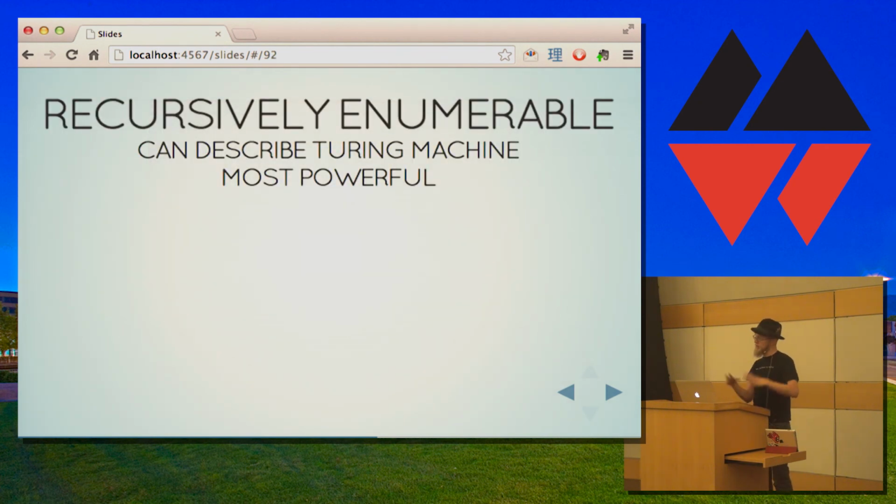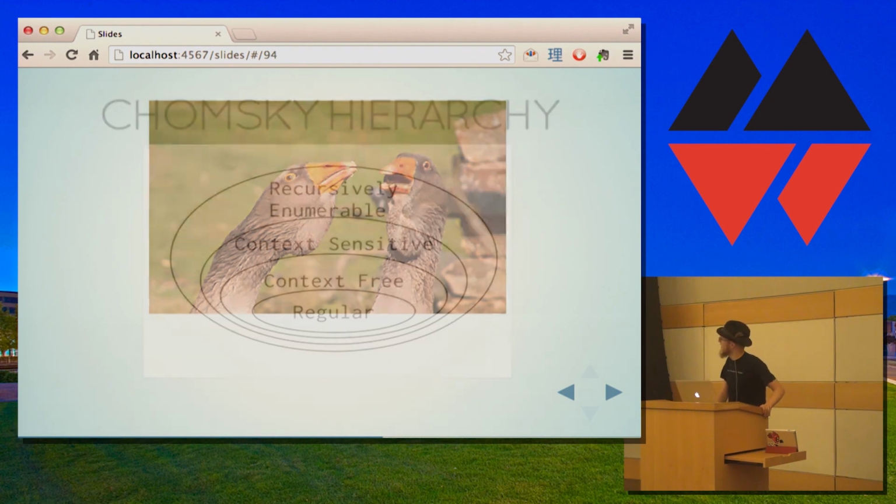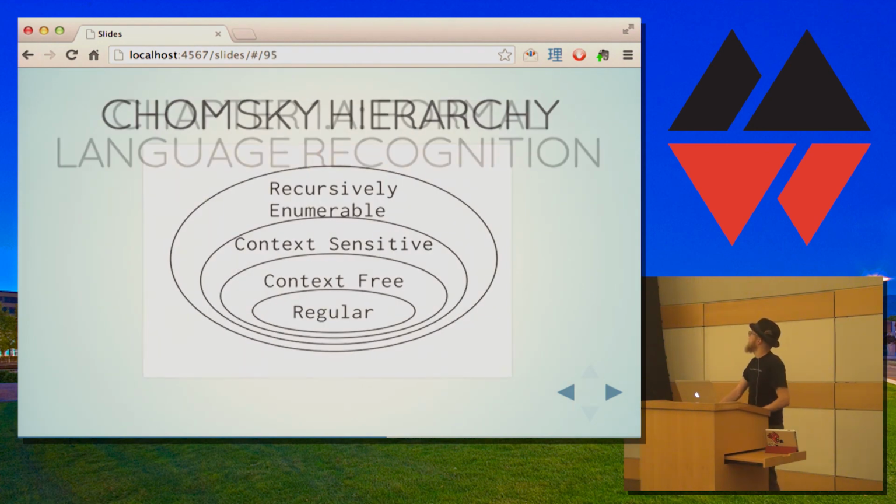Recursively enumerable, however, which is the biggest circle, is a terrible class of language to use as input, because you can use recursively enumerable languages to describe Turing machines. And if you can use it to describe a Turing machine, then if you have a parser for it, it's kind of like having an interpreter for Turing machines. And so that runs back into the halting problem, and that's not great. It's no good. That's not good at all. So that's the Chomsky hierarchy.